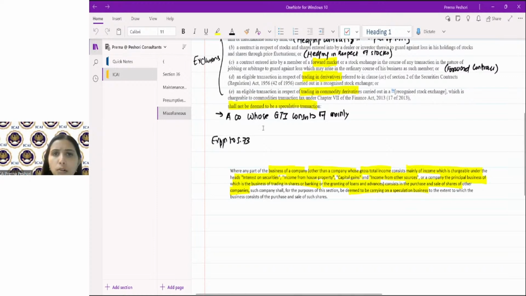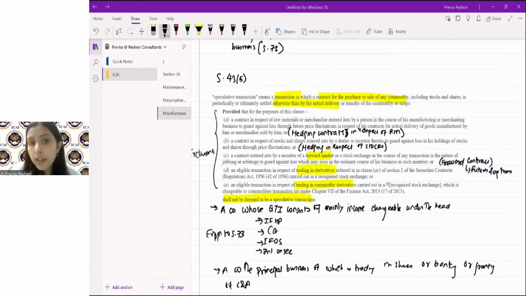So we were talking about here a company whose gross total income consists mainly of the income under the head income from other sources, capital gains, and the income from interest on securities. And the fourth one we have covered over there as well. Correct? Then the amount withdrawn from special reserve, all of that we have covered, but still one category is left. So that's what we are going to cover now.